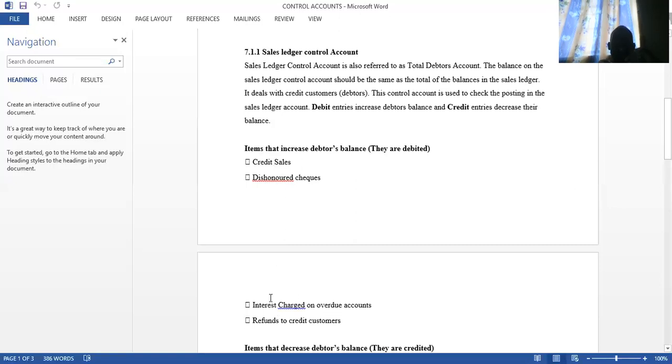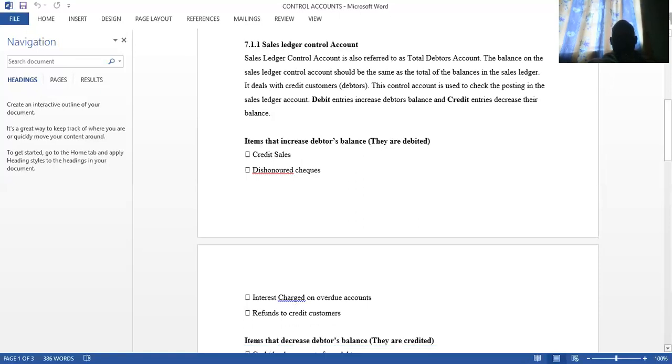We are going to have also a case of interest charged on overdue accounts. If, for example, a debtor has delayed paying his account, we can charge some interest for delaying paying that particular amount, and that actually still increases the amount that we are supposed to receive from that particular debtor. So at the end of the day, you will realize that the dishonored checks will actually increase the amount that we are supposed to receive from those particular debtors.